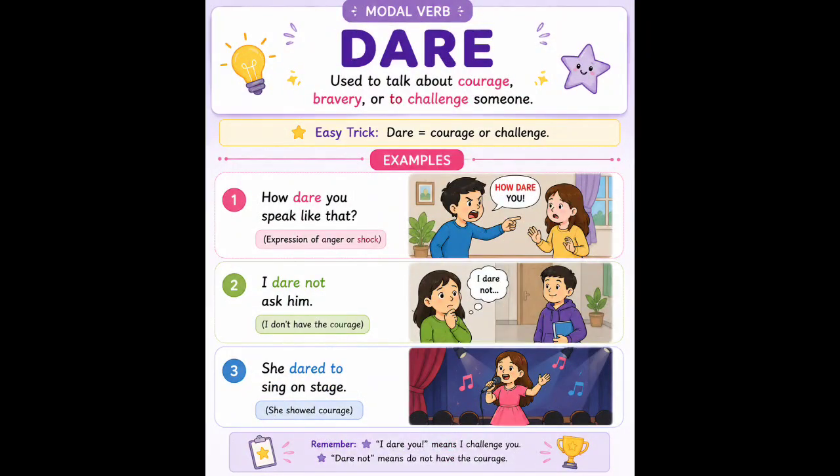Now, let's learn next modal dare. Dare is very interesting because it is connected with courage, confidence and challenge. For example, I dare you to speak in English only. मतलब मैं तुम्हें चैलेंज करता हूँ कि सिर्फ इंग्लिश में बोलो. Now imagine your friend says you can't sing in front of everyone and you say, I dare you to try. This sounds more powerful, right?